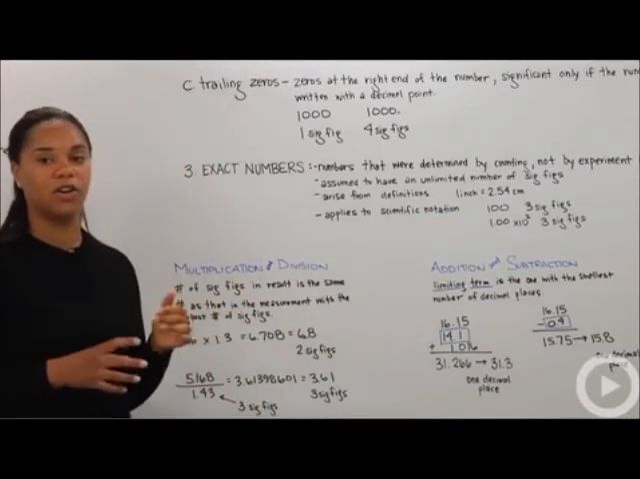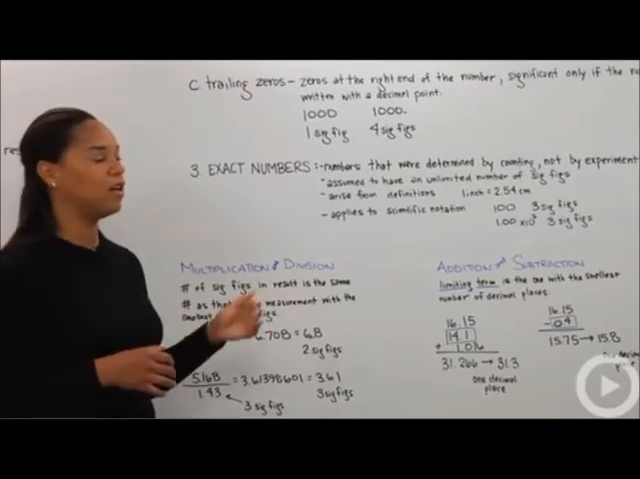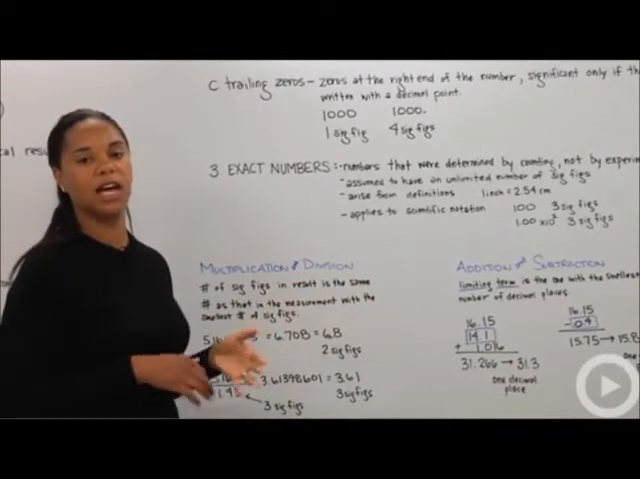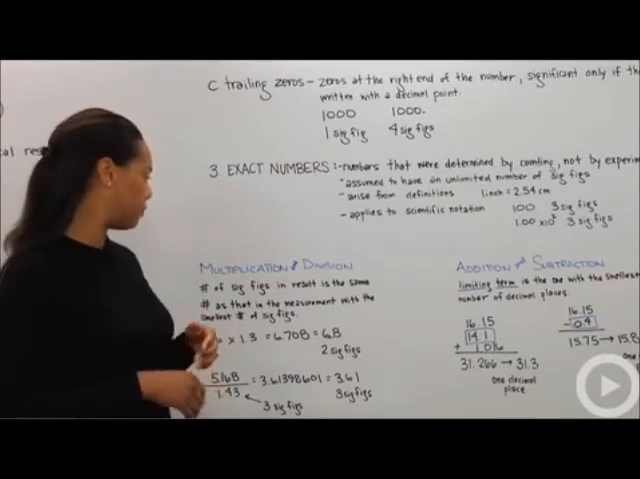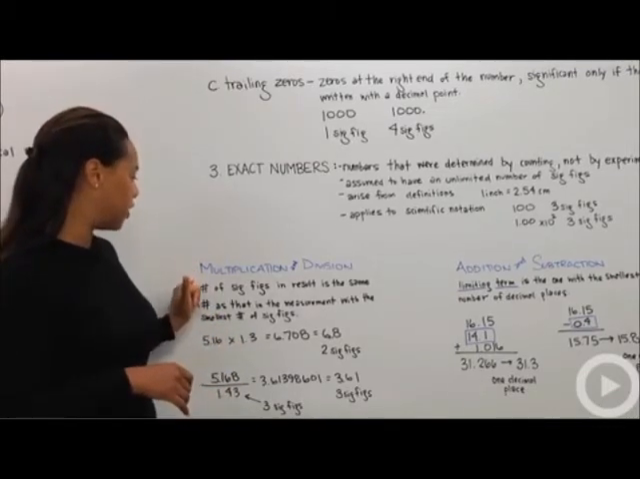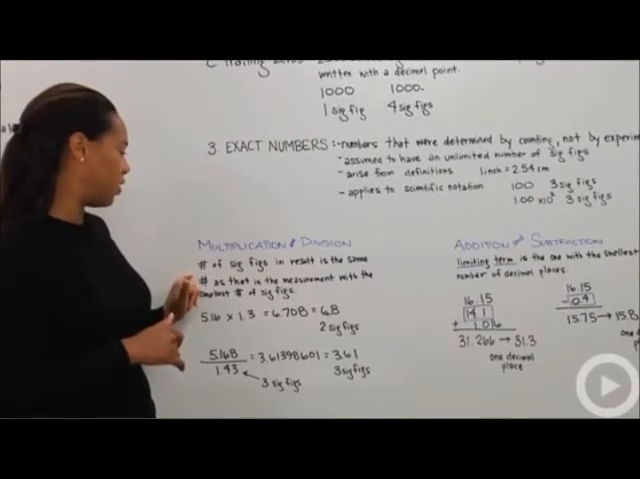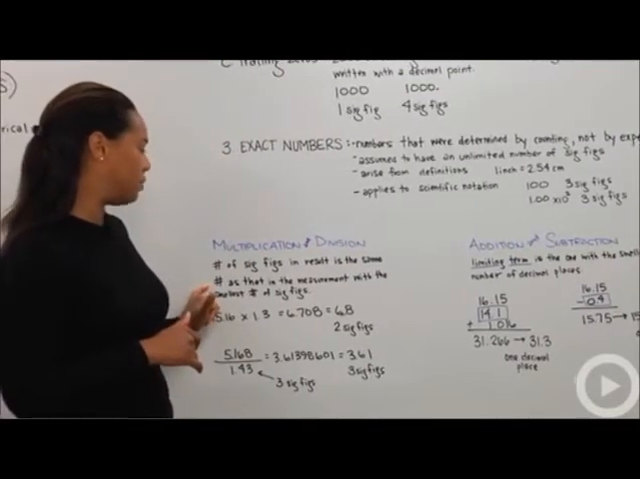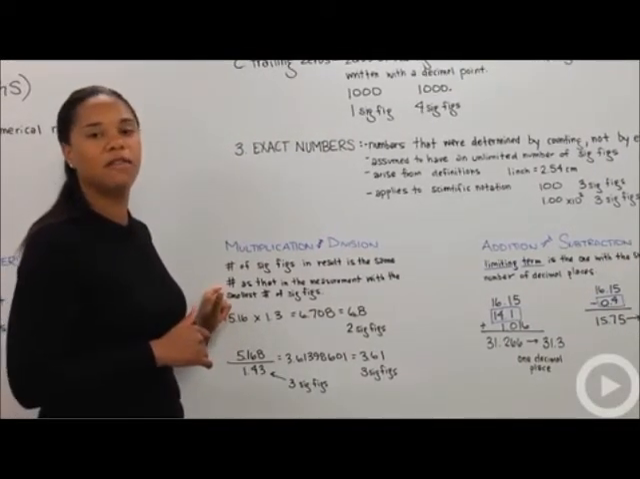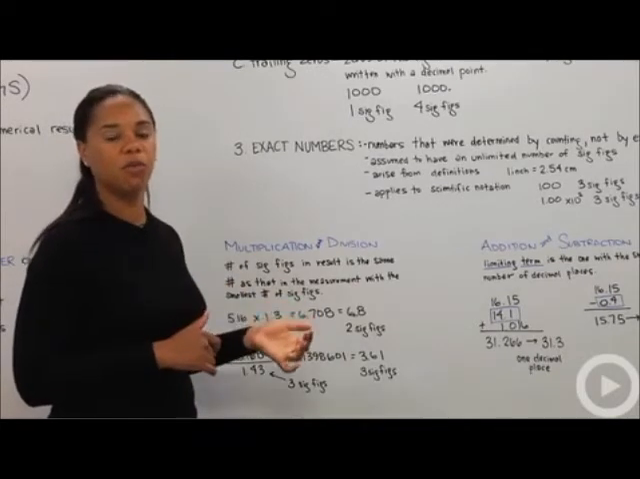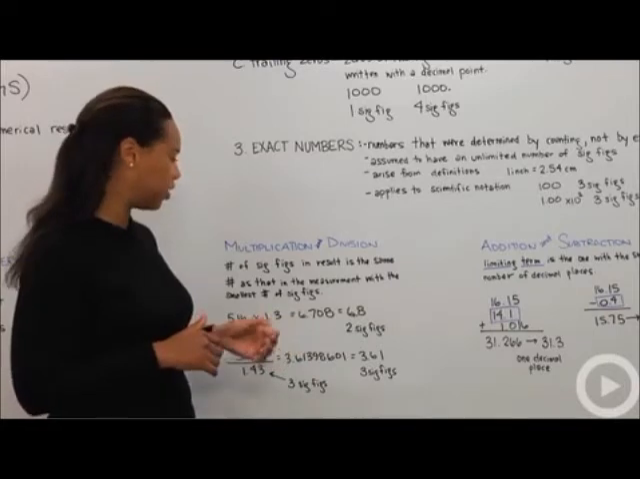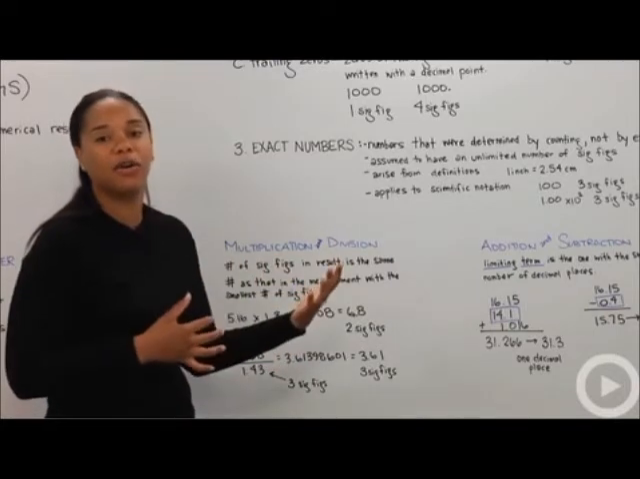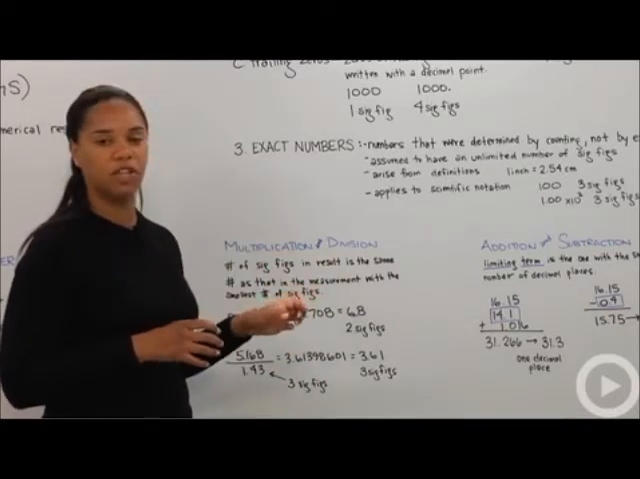Chances are you're going to have to actually use significant figures in some calculations. So let's discuss how it applies to multiplication and division and addition and subtraction. For multiplication and division, the number of Sig Figs in the result is the same as that in the measurement with the smallest number of Sig Figs. We call that your limiting term. You're limited by how accurate your least precise measurement is.